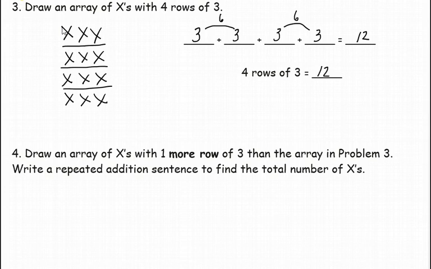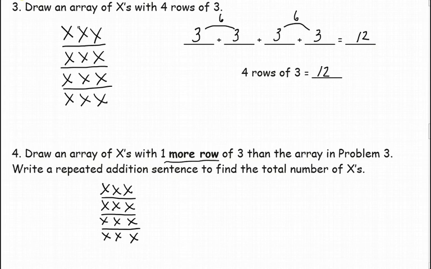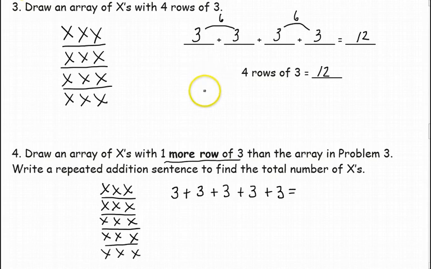And question 4 says draw an array of X's with one more row of 3 than the array in problem 3. And then we'll write a repeated addition sentence to find the new total number of X's. So I'm going to start by copying the array that I drew for problem 3, which was 4 rows of 3. And now we need to add one more row of 3 to this array. So my repeated addition problem for this array is 3 plus 3 plus 3 plus 3 plus 3, because now I have 5 rows of 3 as compared to 4 rows of 3 in the problem before it.